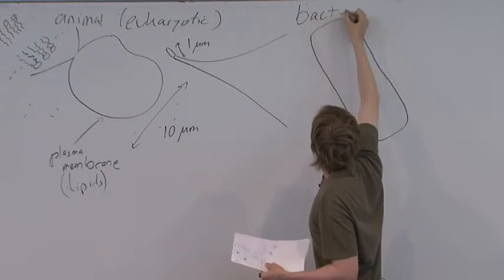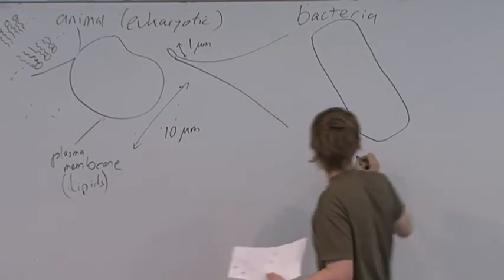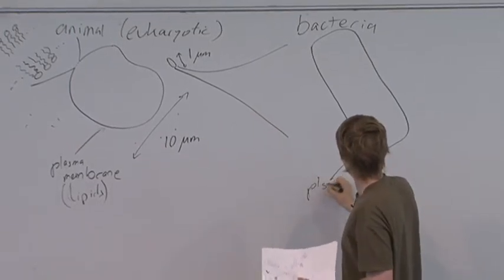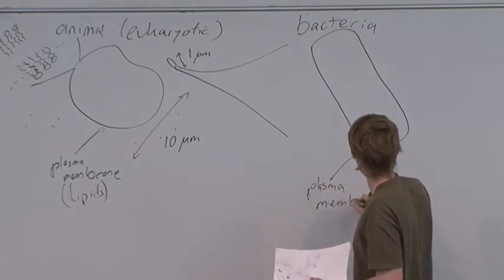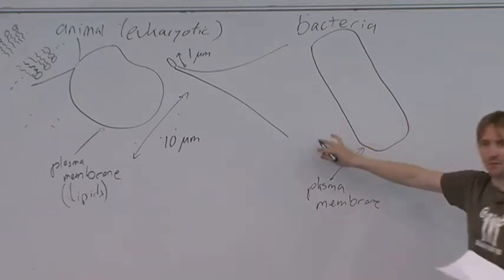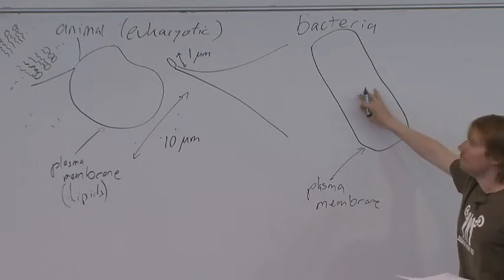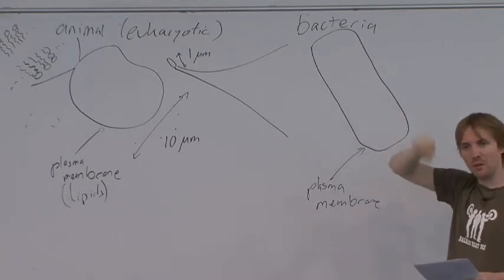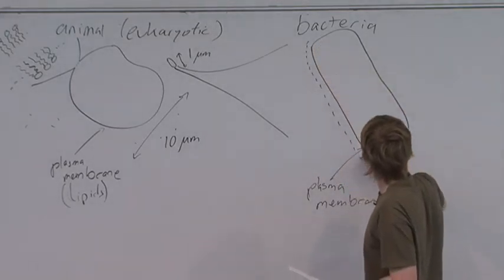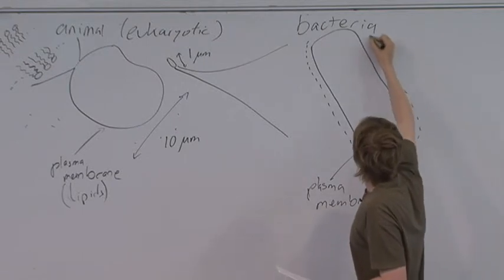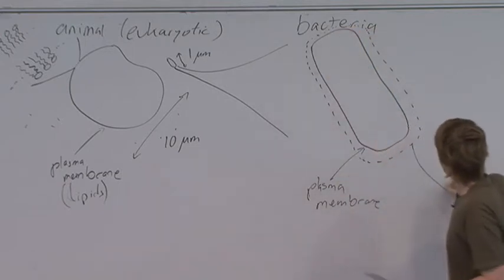So let's say bacteria. And E. coli also has a plasma membrane, which separates the inside from the outside. Now, what's the difference between the two? Well, first of all, many bacterial cells also have something around them, which is called a cell wall, which animal cells usually don't have. It goes all around. So that's the cell wall.